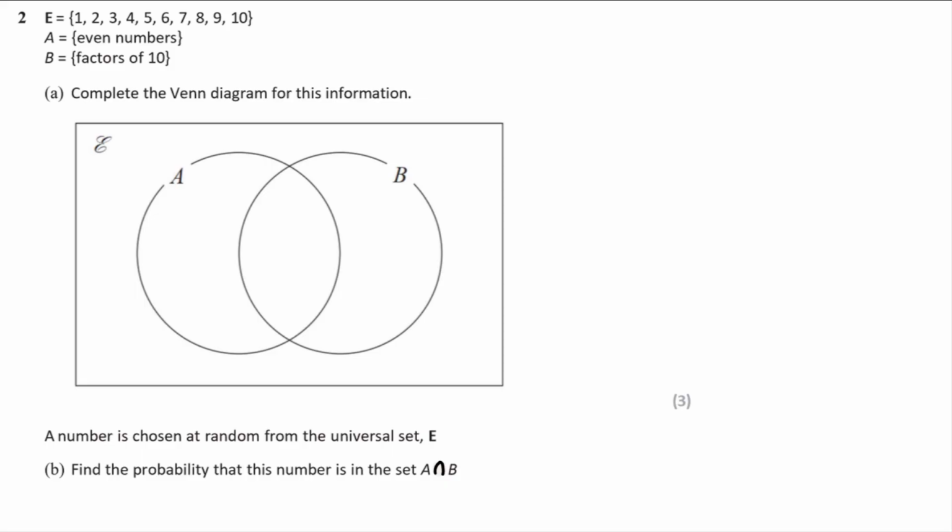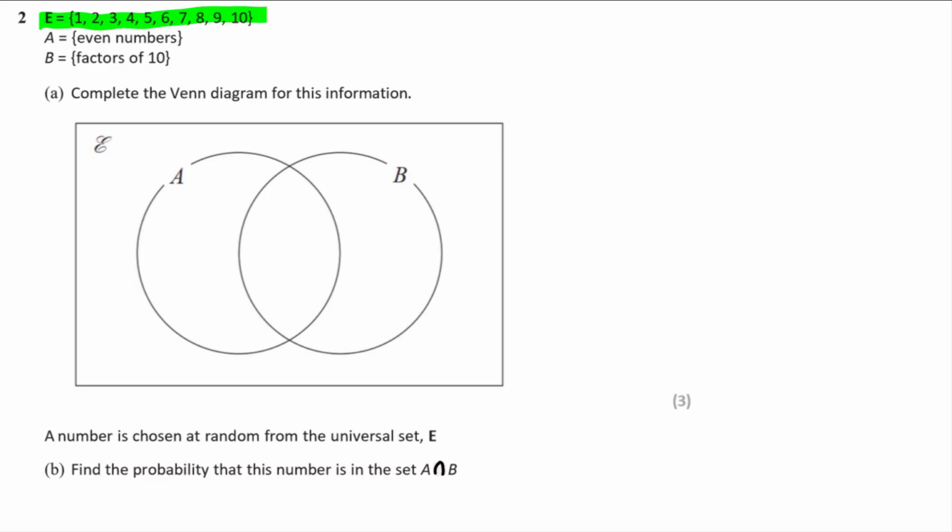Question 2. E, the universal set, contains numbers 1, 2, 3, 4, 5, 6, 7, 8, 9 and 10. A is a set of even numbers and B is a set of factors of 10. Complete the Venn diagram for this information. So we've got to put all those values from the universal set in the diagram. If they are even numbers, they're going to go inside set A. If they are factors of 10, they're going to go inside set B, and obviously if they're even numbers that are factors of 10, they're going to go in both.